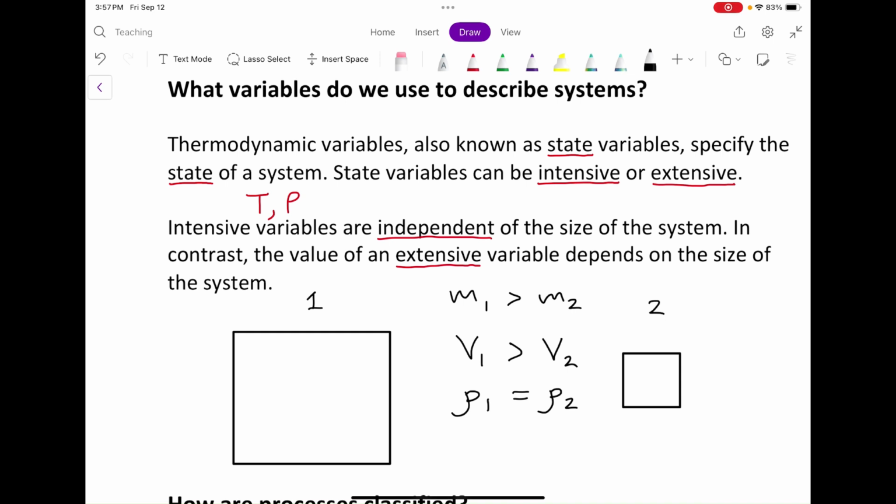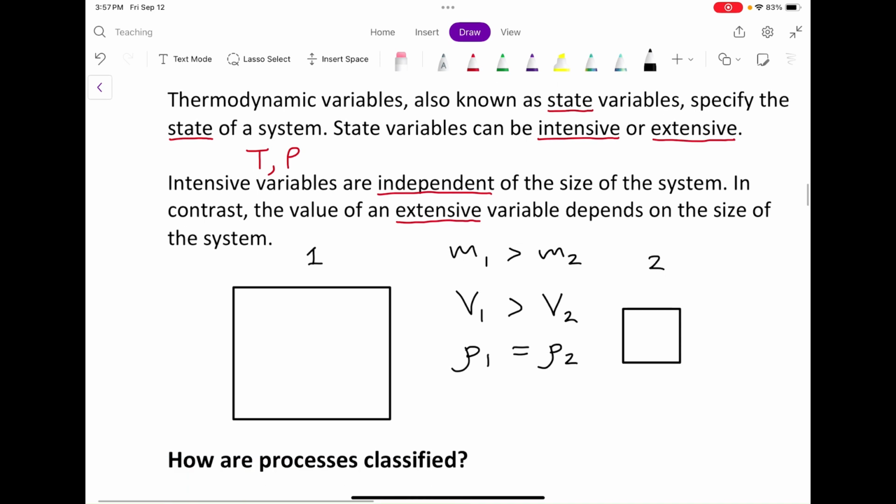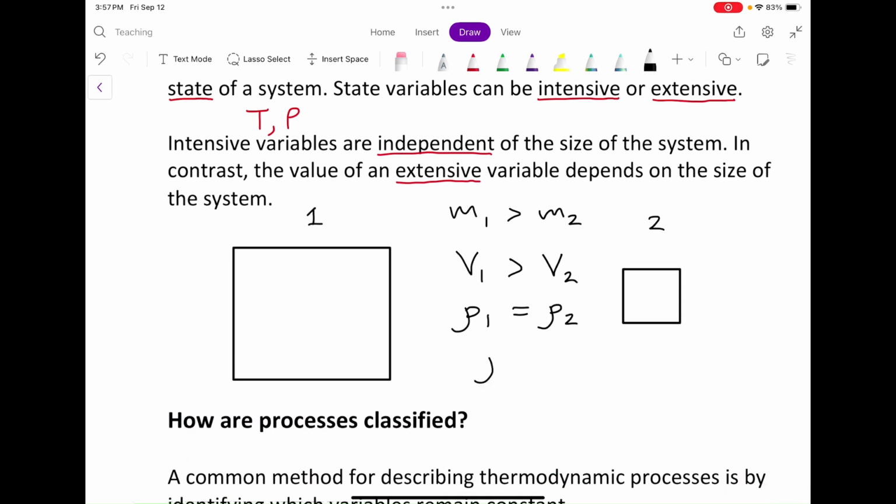Now, mass and volume are inherently extensive. Mass is measuring the amount of matter present in the system, and the volume is a measurement of the space that the system occupies. So that depends on the size of the system, thus it's inherently extensive. And if we look at the formula for density, which is mass divided by volume, we see that we have a ratio of two extensive variables, and that gives us an intensive variable.